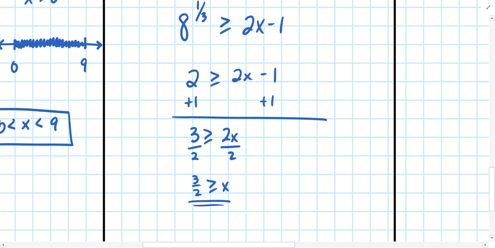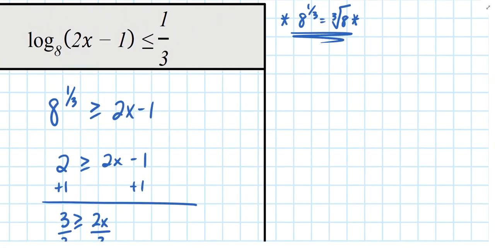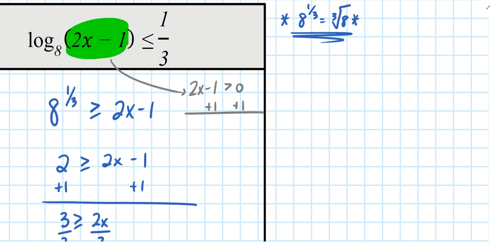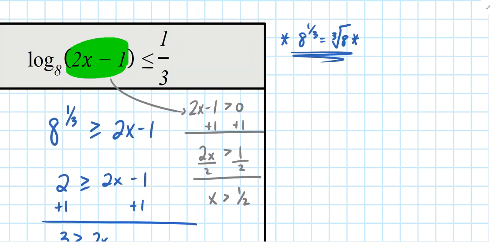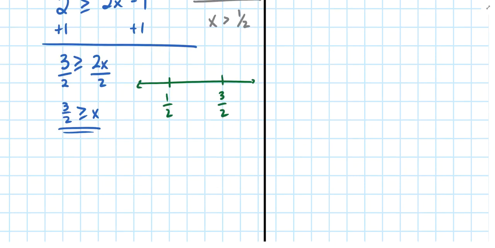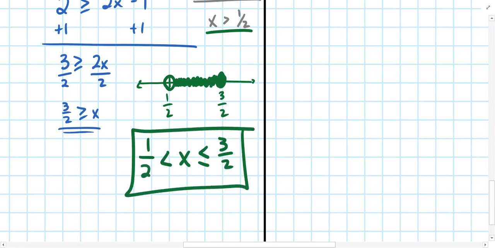To obtain our final answer, we should verify the numbers that would make the argument of the logarithm positive. So 2x minus 1 is greater than 0. And x must be greater than 1/2. On a number line, we see all numbers greater than 1/2, and numbers that are less than or equal to 3/2 would satisfy the inequality. Don't forget to pick any number in this range to check your work. Good luck.